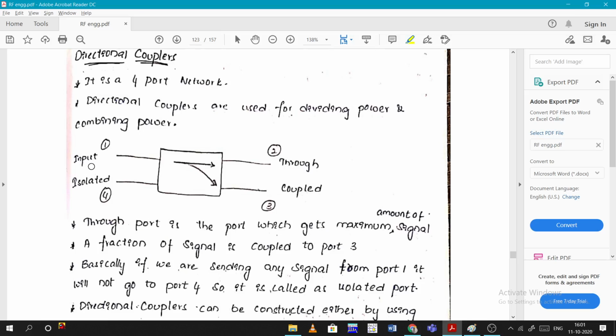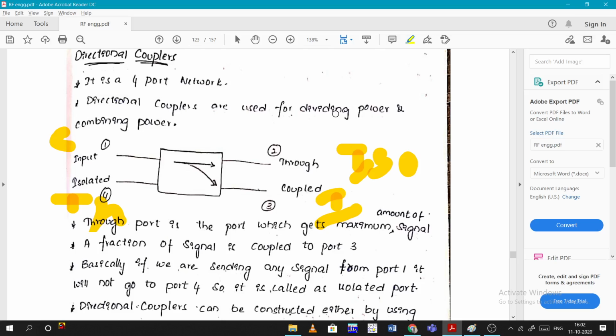For example, in this example, port 1 will be the input. But if I take the third port as the input, how will it be? If this is the input, the opposite side will be isolated. The isolated port, the top one, will be isolated because these should be together, and the opposite side of the input will be the through port. Here it is isolated, so the opposite of isolated is coupled. In this way we need to see what the other ports will be if you are given the input at a particular port.